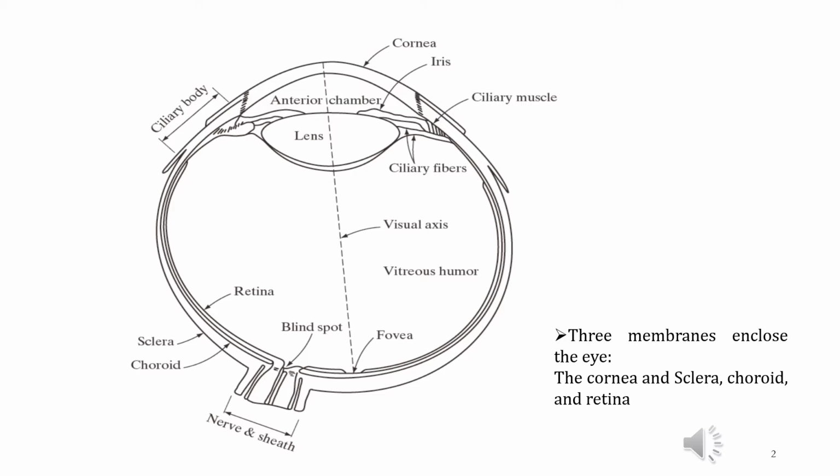And the second layer is the choroid. The choroid is just below the sclera. It contains a number of blood vessels. It supplies blood and nutrition to the human eye. The third membrane is the retina. It covers the inner surface of the human eye. These are the three main layers, very important in the human eye.